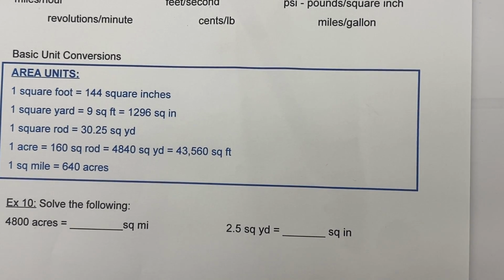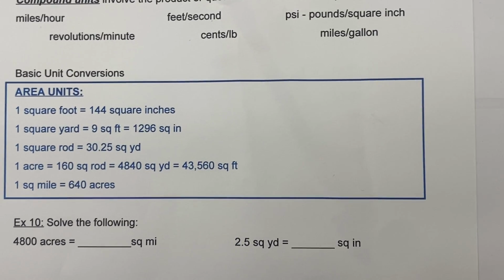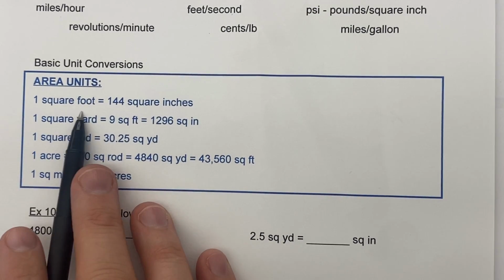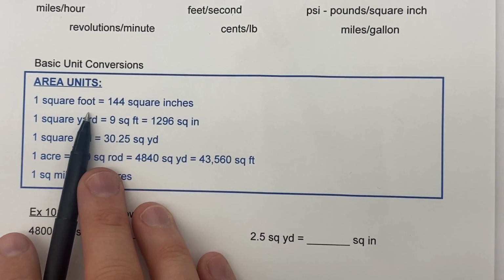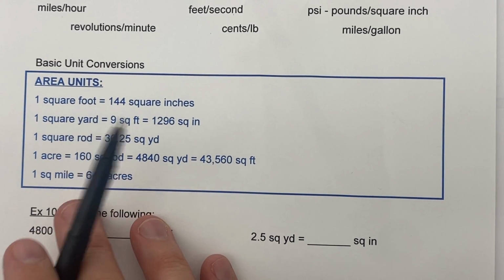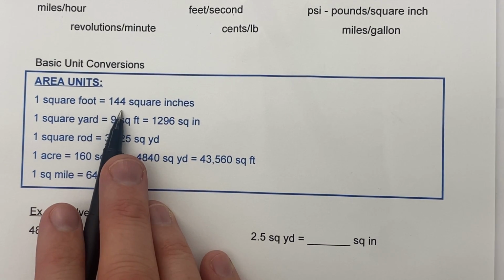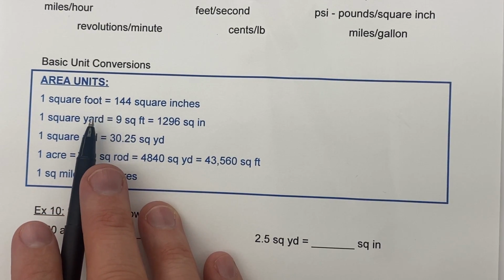Let's go ahead and take a look at these area units ones. 1 square foot. So again, we're looking at area today, no longer just a distance or a linear amount. 1 square foot, 144 square inches. Oh boy, where did that come from? No clue.